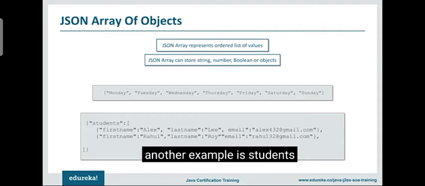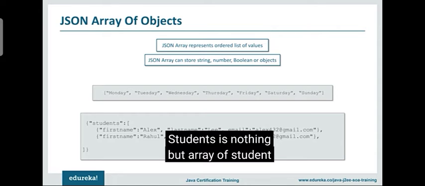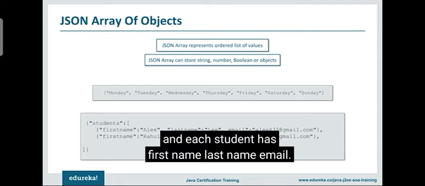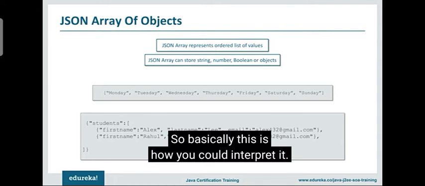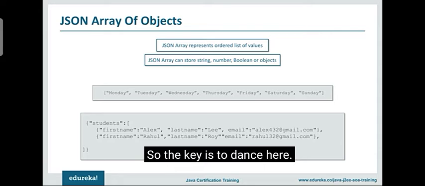You could see another example is students, and within students you could see that students is nothing but an array of student, and each student has first name, last name, email. So basically this is how you could interpret it. So students is nothing but an array. So the key is students here.